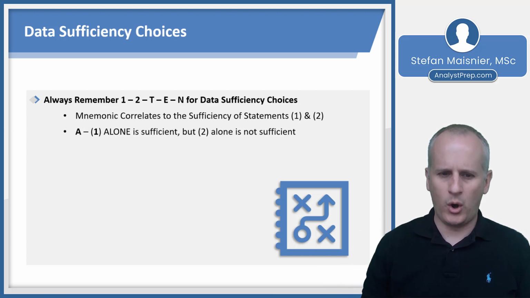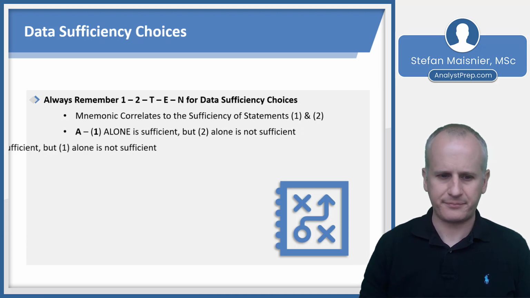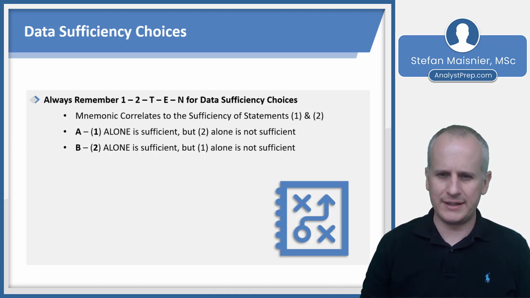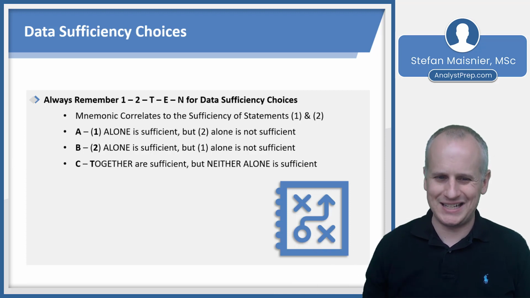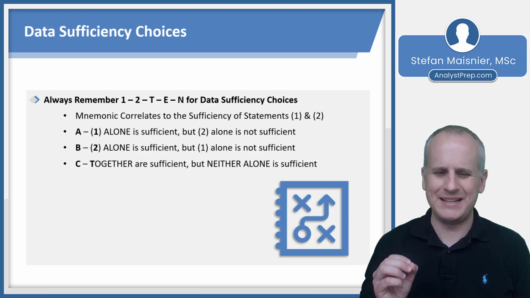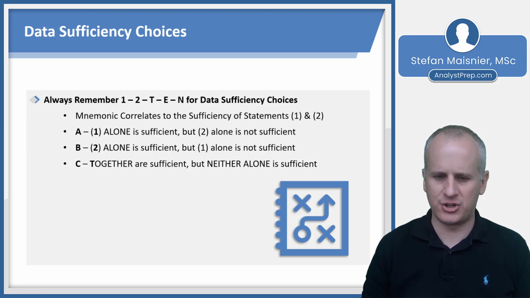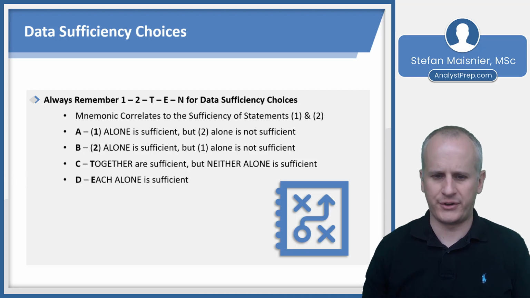A means 1 alone is sufficient, but 2 alone is not. So hence the 1. 2 correlates with B. So B means that 2 alone is sufficient, but 1 alone is not sufficient. Now, the C correlates with the T in the 10, the word 10, not the number 10. And C means together the statements are sufficient, but neither alone is sufficient. And this is a very important distinction that we'll talk about in greater detail through this lesson.